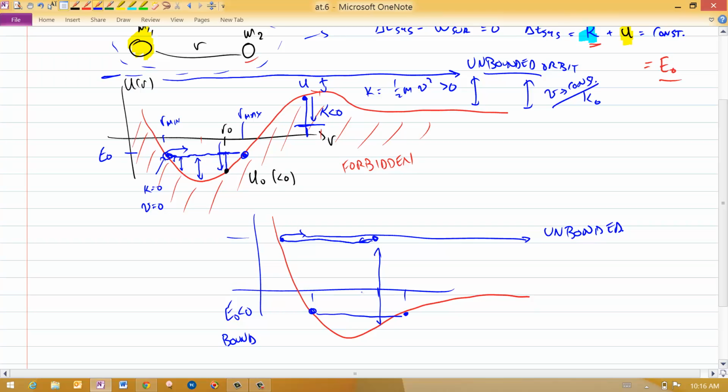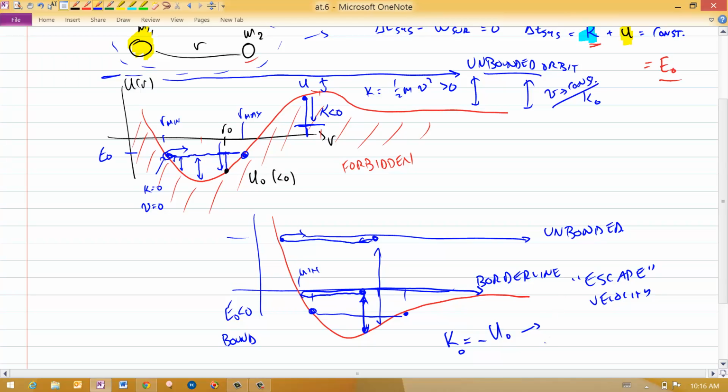And if you've got an energy that's exactly zero, so if I start right here with that much kinetic energy, I go in, I turn around, and I go out. This is the borderline. This is the escape velocity. If you start right here, you need exactly that much kinetic energy, so the kinetic energy is equal to negative the initial U. If you've got that set up, then you will come into some minimum, but you also go out to some maximum. That is, you don't fall back to the ground. Don't come back.